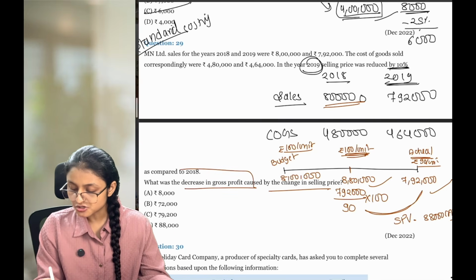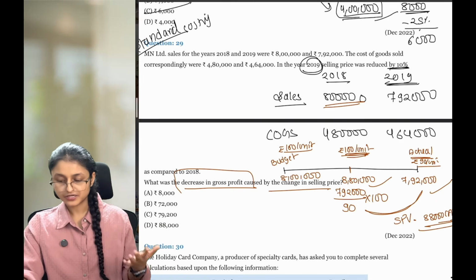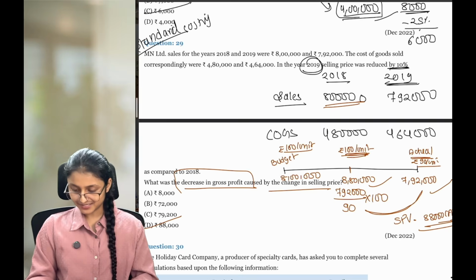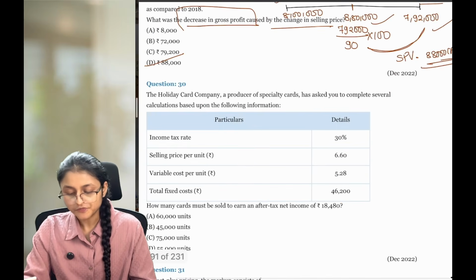And that is what is mentioned here: what is the decrease in gross profit? 88,000 is the decrease in gross profit. Okay. So 88,000 is the correct answer. Now moving forward to the next one.